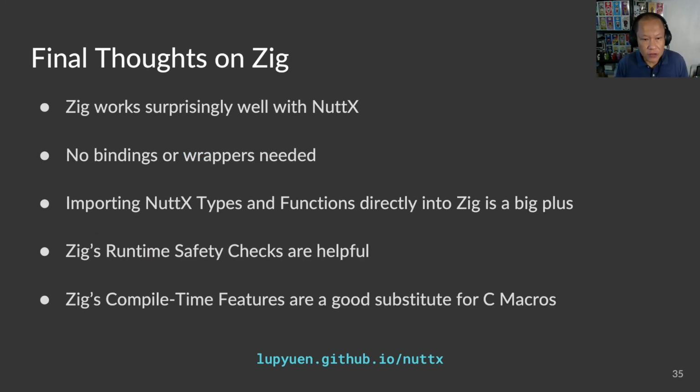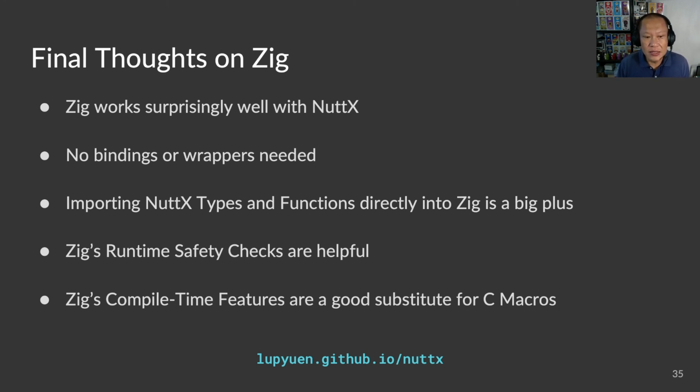I've been using Zig for the past 5 months. Before that, I've been using Rust for a couple of years. To wrap up today's presentation, I would like to share my thoughts on Zig. Zig works surprisingly well with NuttX. Zig can call NuttX functions without any bindings or wrappers. Well, unless we intend to redesign the API, which we did for LVGL today. Zig lets us import NuttX types and functions directly into our Zig programs. This is a big plus.